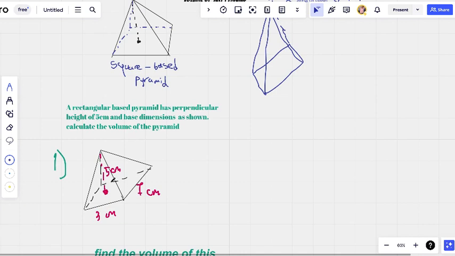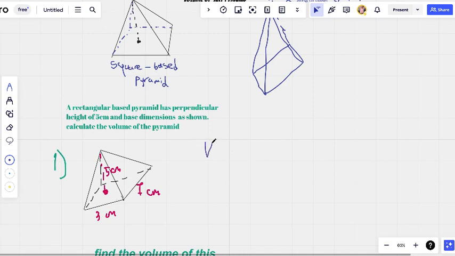So the base is a rectangle because the length is 7 and the width is 3 centimeters. So it's a rectangle. This is a rectangular base pyramid. The height is 5. So they've given us the height.